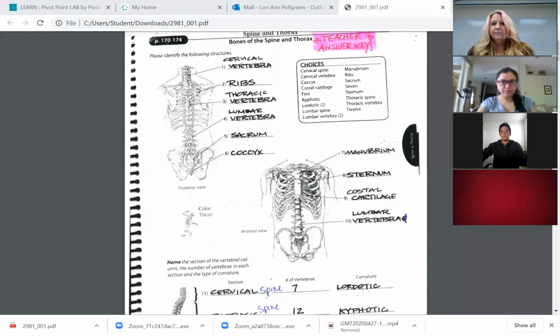Screen share, there it is. All right, I want to share that. All right, can you guys see the diagrams now? All right, so this is what we're going over.